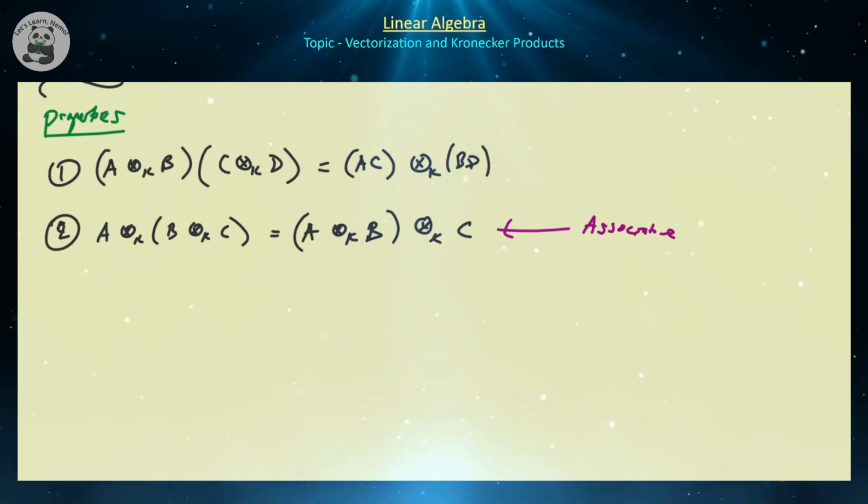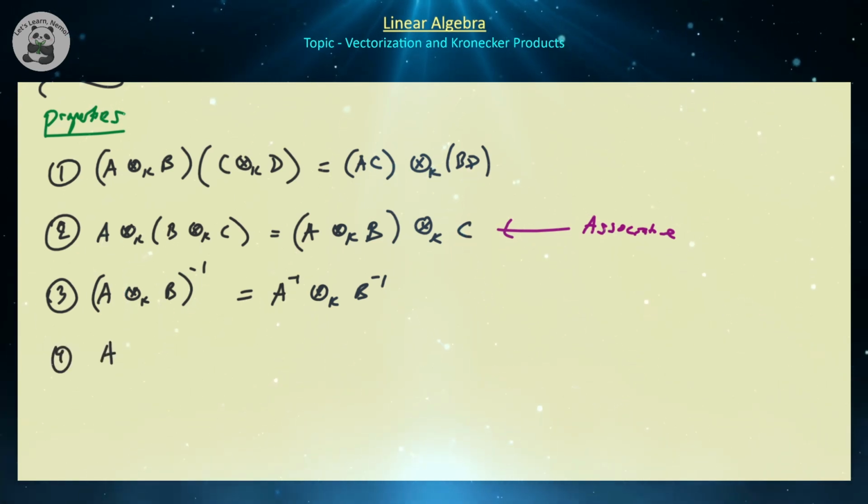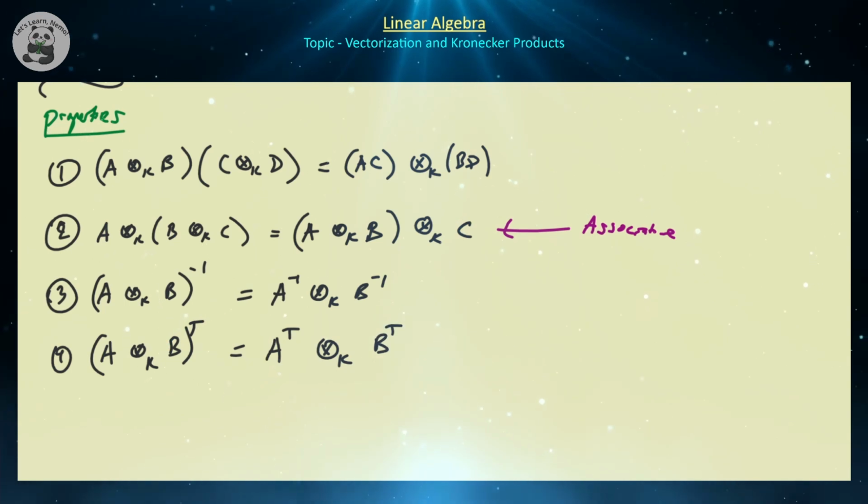Now, when it comes to inverses and transpositions, we would usually like nice properties with that. So for example, if we have the Kronecker product of A and B, and we want to find the inverse of that, then this actually comes out to the inverse of A, Kronecker product with the inverse of B, provided that A and B are, of course, square invertible matrices. And if we have A Kronecker B, and we take the transposition of that, that actually gives you A transpose Kronecker B transpose.